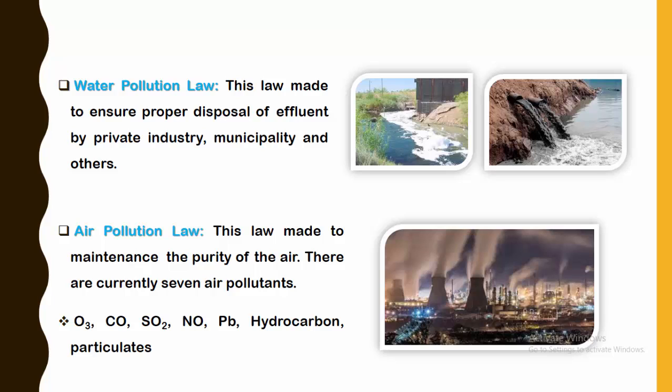So there are currently seven air pollutants, as we know, mostly ozone, carbon monoxide, sulfur dioxide, nitric oxide, lead, hydrocarbons and other particulates, meaning dust and other small particles. These are the basics of air pollution. So the water pollution law is there for proper disposal of solvents, and the air pollution law is there for proper maintenance of the purity of the air.